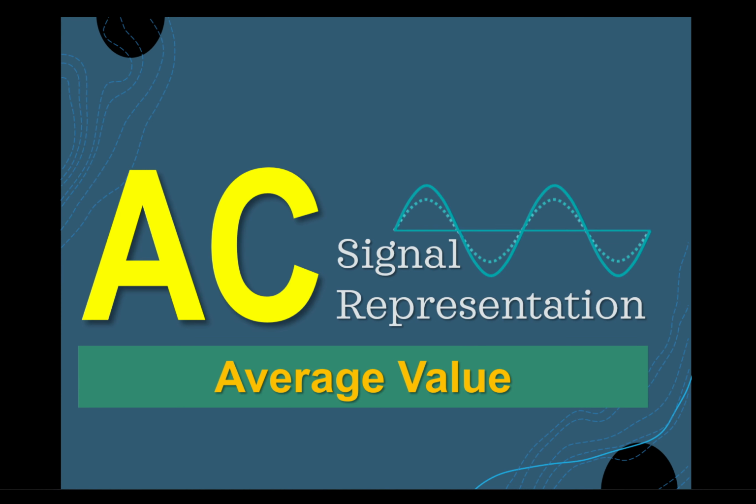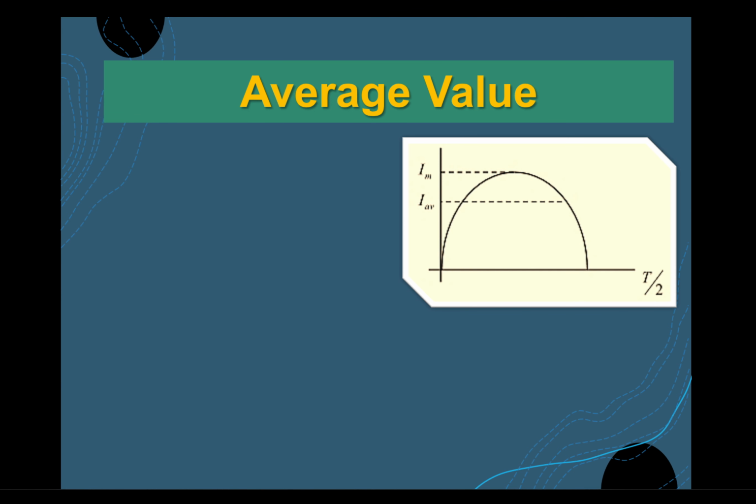Okay, let's talk about average value in AC signal representation. You have here a half cycle sinusoid or waveform, and we have learned that this can be represented by a sinusoid. For example, i(t) is equal to Im, the amplitude, sine wt. And since it started from zero, there's no phase angle, because it started from zero.